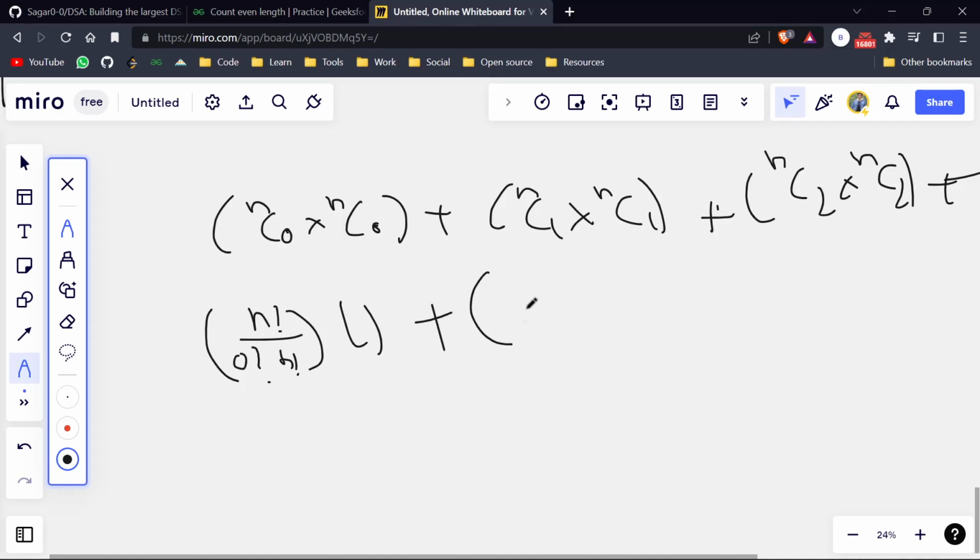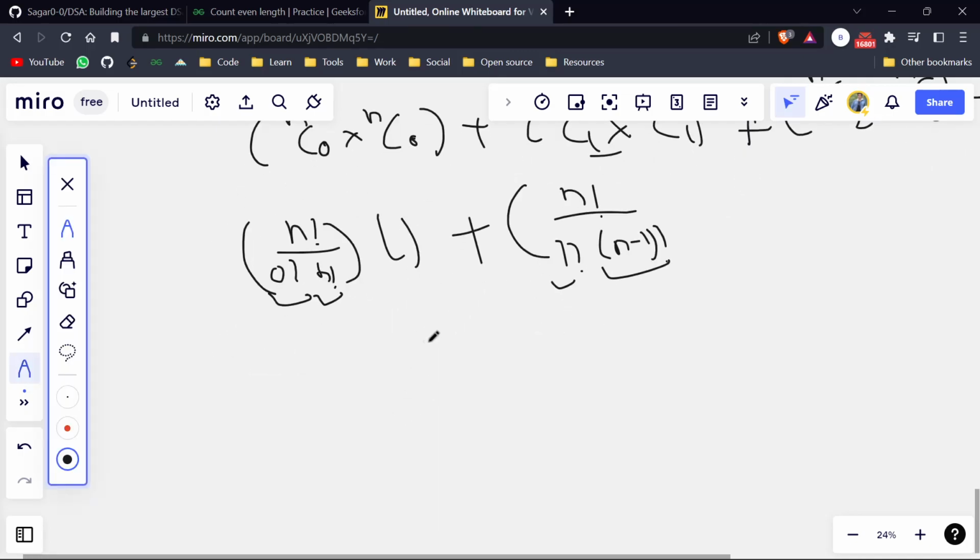And after that we have to add the second value. So what will be the second value? So the second value will be n factorial divided by r factorial, that is here 1 factorial, into n minus r, that is n minus 1 factorial. So you can see what is the difference. The numerator is the same here and here, and in the denominator there are two terms here and also two terms here, and we have to just find the difference.